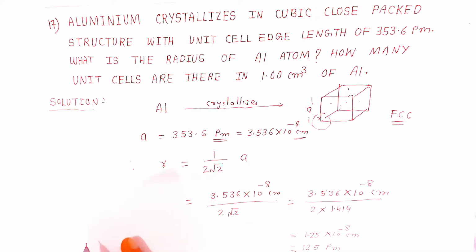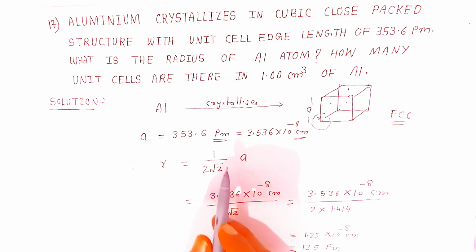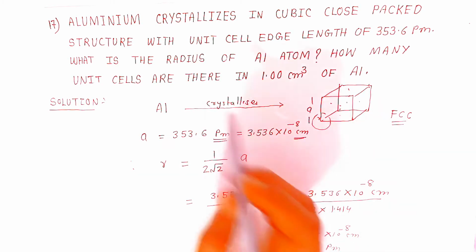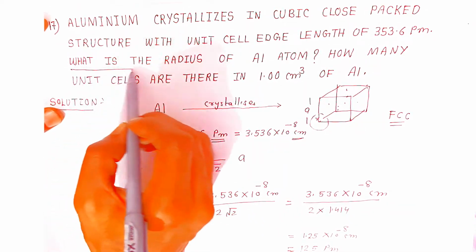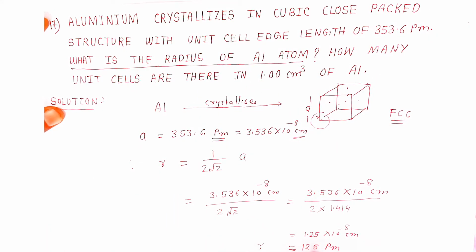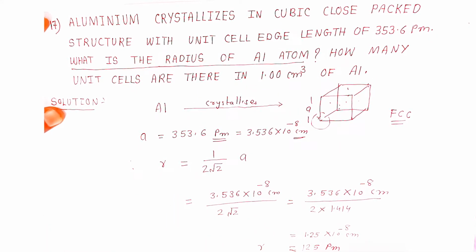Understanding students? I have already told you 1 picometer is nothing but 10 raised to minus 10 centimeter. So if you multiply, this is the radius of the aluminium. Now you got the radius of the aluminium. So for the first question, what is the radius of aluminium atom, you got the radius in centimeter and in the form of picometer.